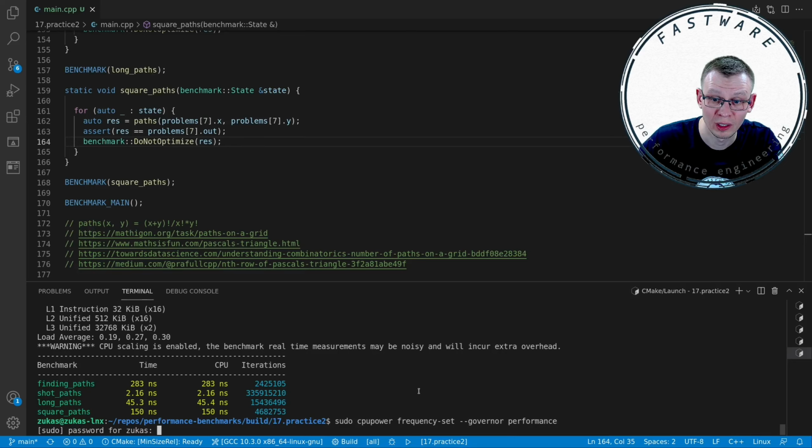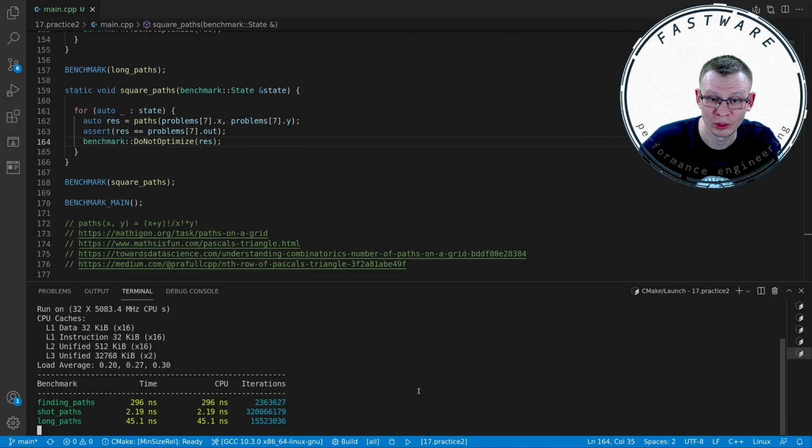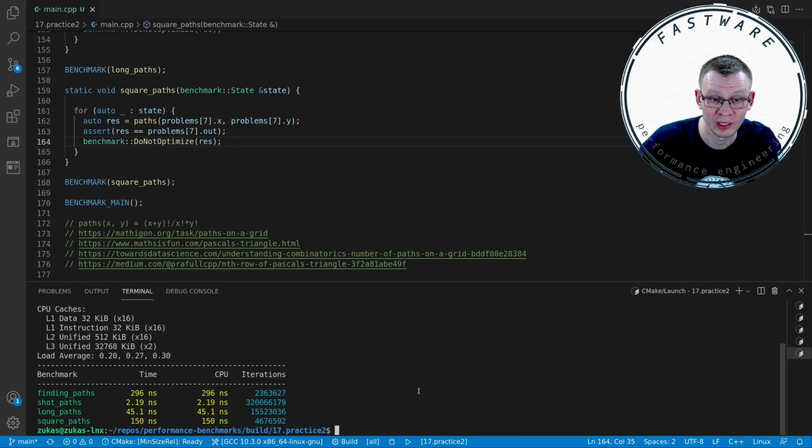So I just want to put my machine into full performance mode, and I can see the finding path. So that's a mix, about 300 nanoseconds. Square paths are by far the slowest to do because they generate the most paths. But I think that's about it.